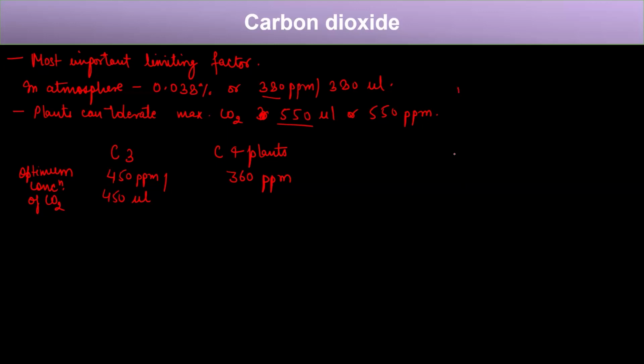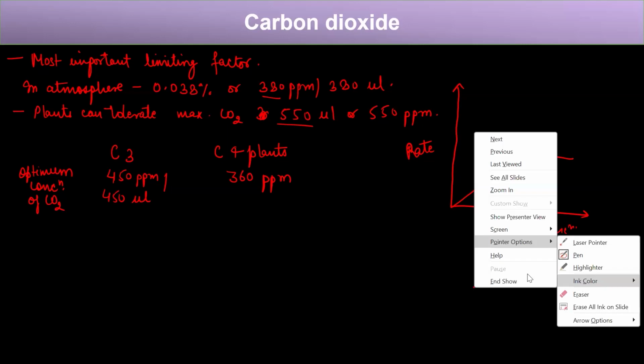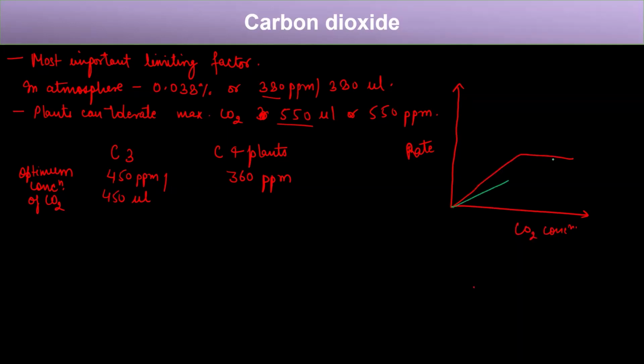So if you draw a graph for CO2 concentration and rate of photosynthesis, this is your C3 plant. After this, it will reach saturation. And then if you draw another graph, it will look something like this. Now out of this, which will be the C3 and which will be the C4? The C3 will be the one that has the higher optimum concentration, right? So this is your C3, and this is your C4, right? This graph is for the C4 plant.